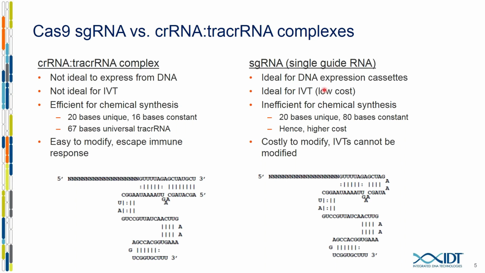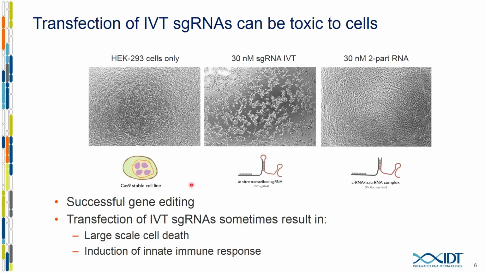Whereas with these single guide RNAs, these are ideal for DNA expression cassettes. You can put a terminator on, they're going to be made in vivo. For the same reason, they're ideal to be made from an in vitro transcription reaction. That's relatively low cost. We find they're inefficient for chemical synthesis, mostly due to the length, they're longer, and then also the higher cost. And then if you're making them chemically, it's costly to do this. And if you're making them with in vitro transcription reaction, it's very, very difficult to modify, especially the internal nucleotides. So for that reason, we do favor the two-part system, and we also favor it because we see a reduction in toxicity and induction of the innate immune response.